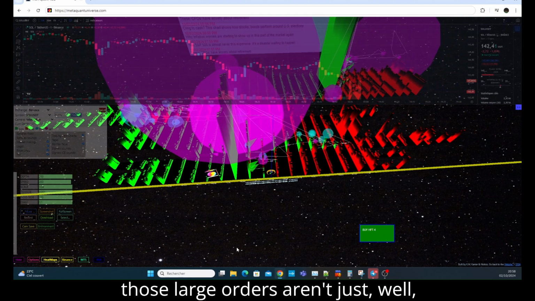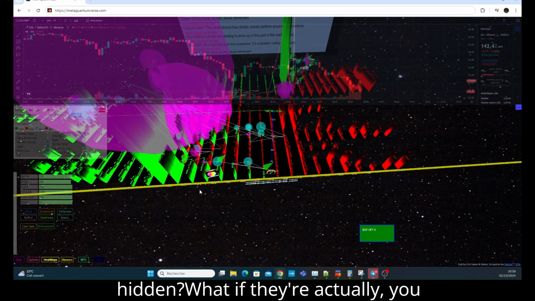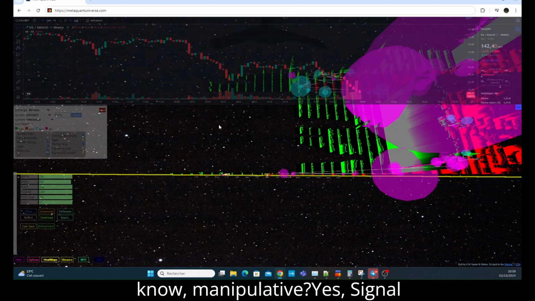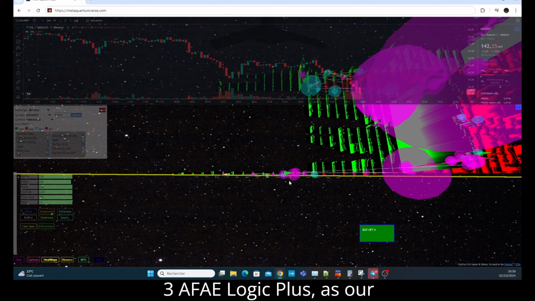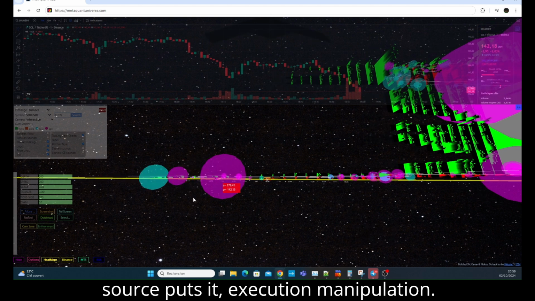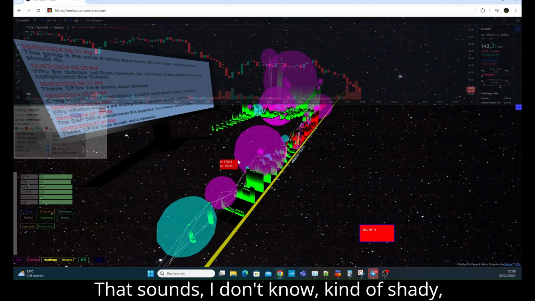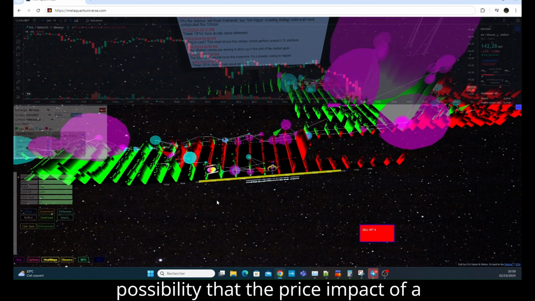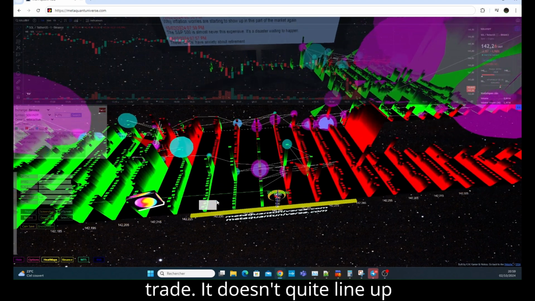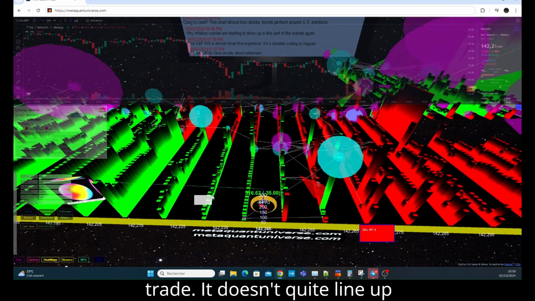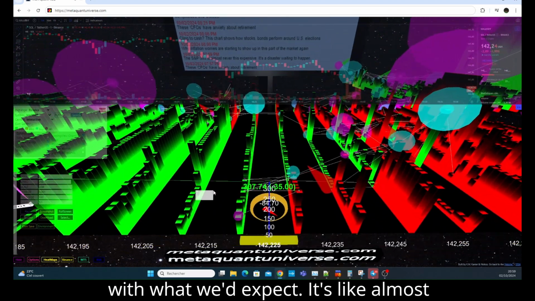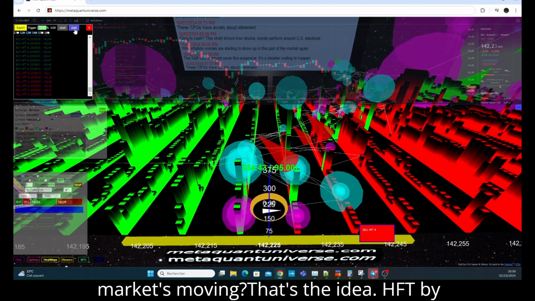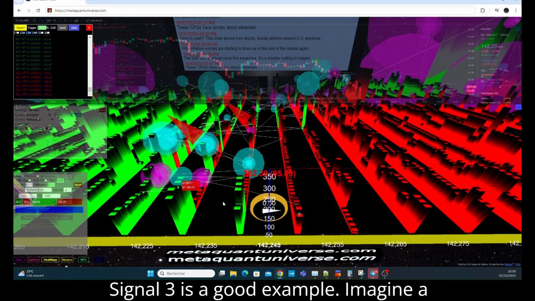Wow, okay. This is getting pretty wild. But what if those large orders aren't just hidden? What if they're actually manipulative? Yes. Signal 3. FADE logic plus, as our source puts it, execution manipulation. That sounds, I don't know, kind of shady, right? Well, it's where things can get a little murky. We're talking about the possibility that the price impact of a trade doesn't quite line up with what we'd expect. It's almost too perfect. You mean like intentionally creating a false impression of how the market's moving? That's the idea. HFT buy signal 3 is a good example.